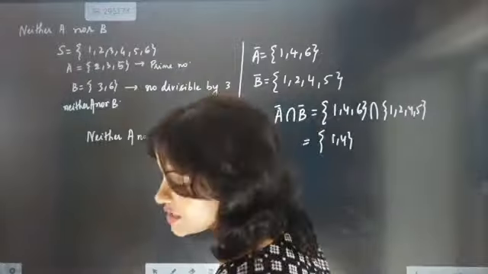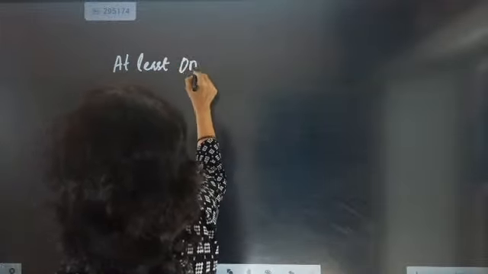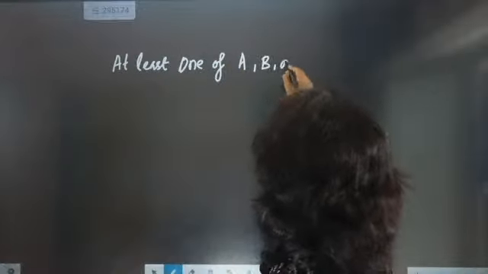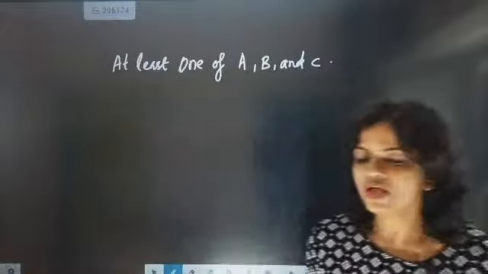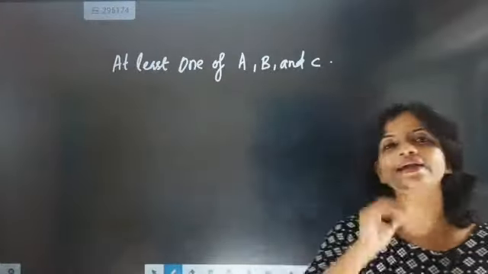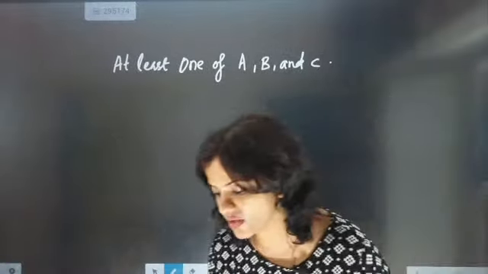Now here the next important statement is, let's see how to crack this one out. At least one of A, B and C. Now, if somebody will be using this word, at least one of A, B and C, then how to pick the correct word?